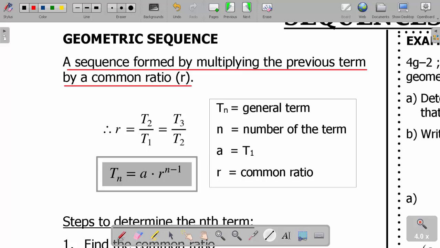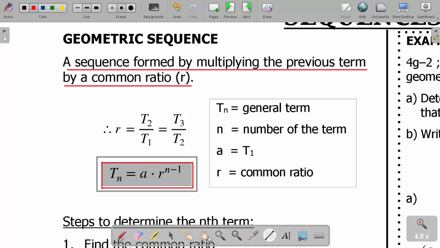So this r is a common ratio, which means that our r equals T2 over T1, which will also be the same as T3 over T2, so it's going to be the same number. The general term Tn is given by Tn equals a multiplied by r power n minus 1. This is our Tn for geometric sequences. So be careful, guys. If the question talks about a geometric sequence and they want you to find the general term, you must use Tn equals a multiplied by r power n minus 1.